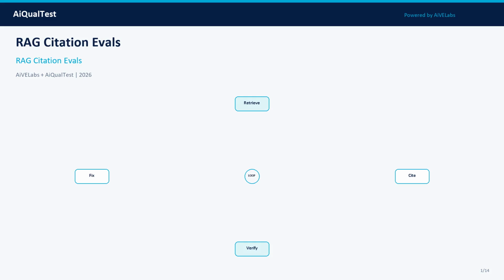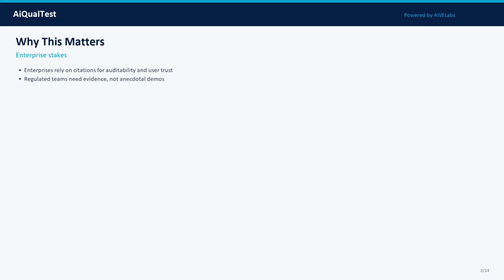A citation that does not support the claim is worse than no citation, it creates false trust. This AiQualtest episode gives product, engineering, risk, and quality teams a practical, vendor-neutral playbook for RAG citation evals in 2026. Use a simple operating loop: retrieve, cite, verify, and fix. That loop keeps conversations concrete when stakeholders disagree about quality or risk.